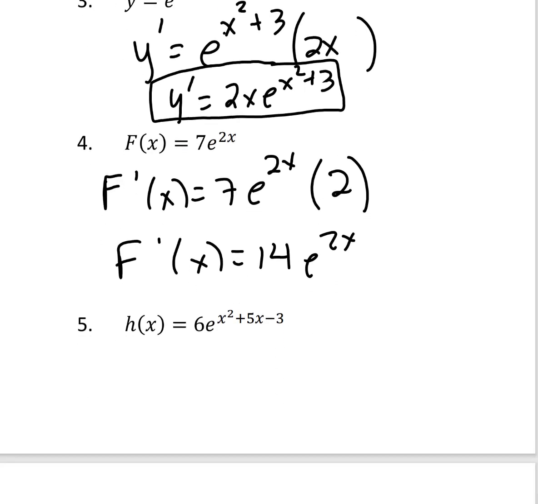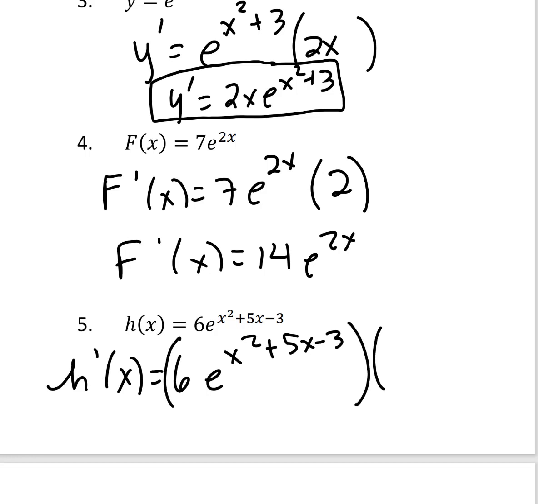A little bit bigger, h of x is 6e to the x squared plus 5x minus 3. H prime of x will be 6 e to the x squared plus 5x minus 3. So every time I start, I'm just rewriting what I had to begin with. Then I'm looking at the exponent. The derivative of x squared plus 5x minus 3 is 2x plus 5. There's no need this time to distribute. I have two terms. You could multiply by the 6, but it's really not necessary.